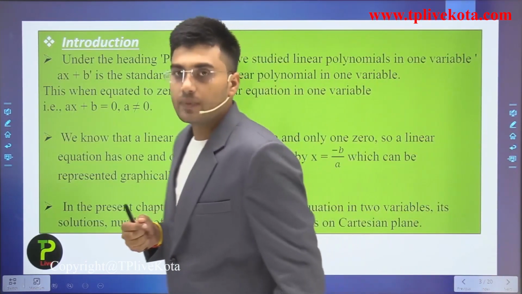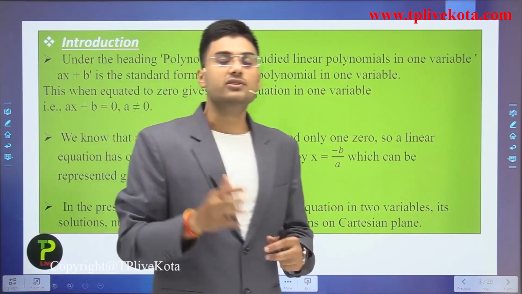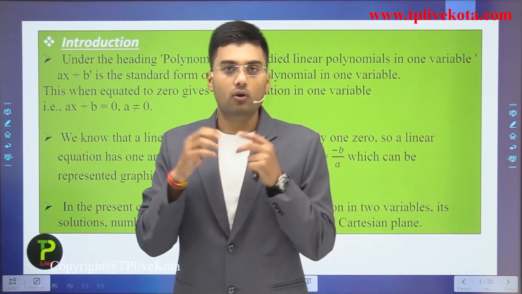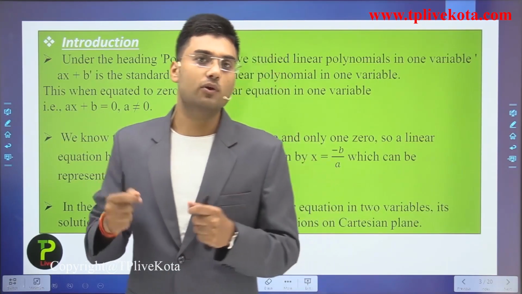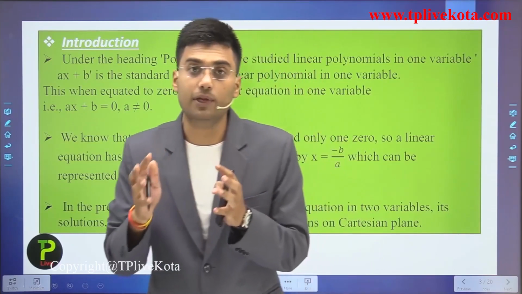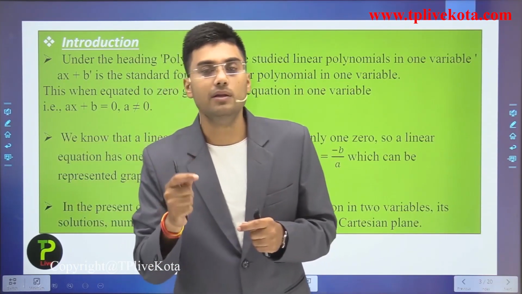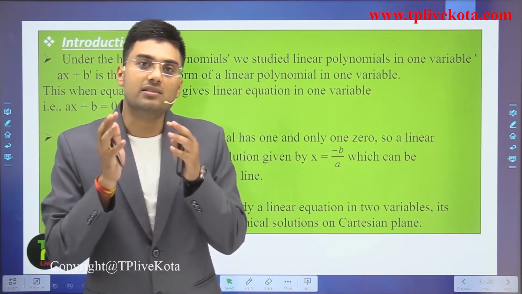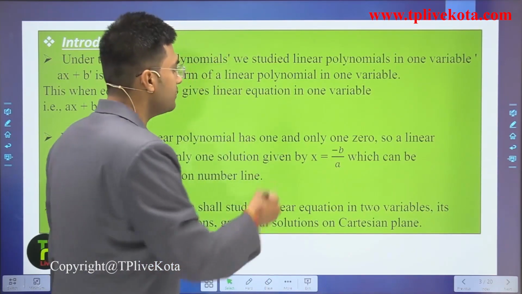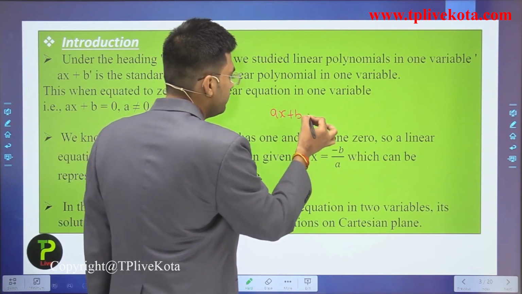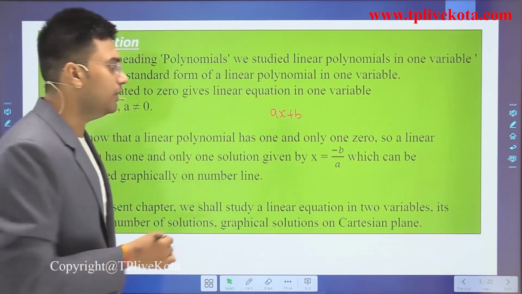Students, in previous classes we studied polynomials. We all know what a polynomial is, and in polynomials we studied the linear polynomial. What is a linear polynomial? A polynomial whose degree is 1. The standard form of a linear polynomial is ax plus b. This is a linear polynomial.